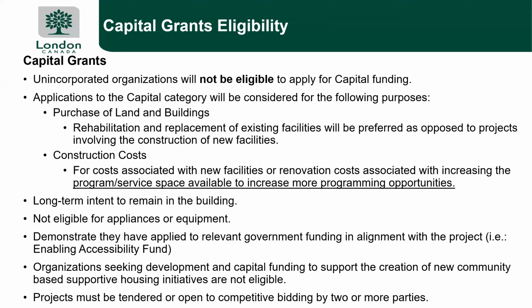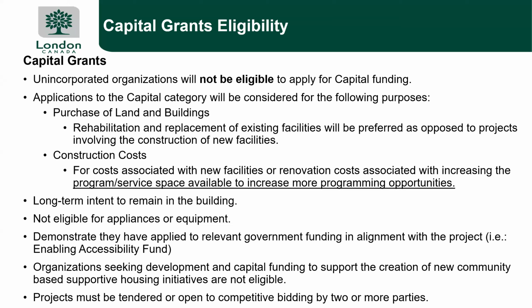The capital applicant must present information that demonstrates their long-term intent to remain in the building, as funding will be provided to you to make improvements to that building. Capital funding will not be granted for appliances or equipment. So funding will only be provided for construction costs for work that will be affixed to the building. So no appliances or equipment can be included in your request.